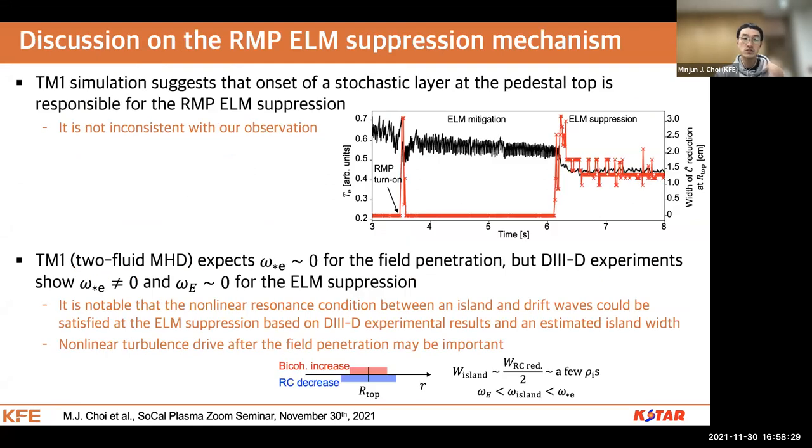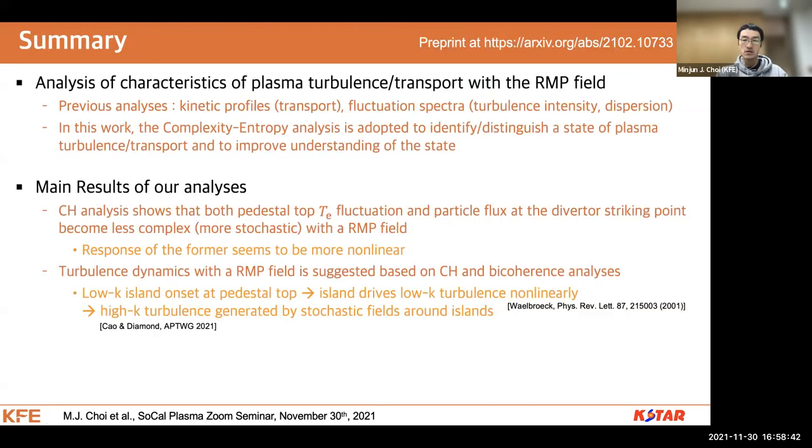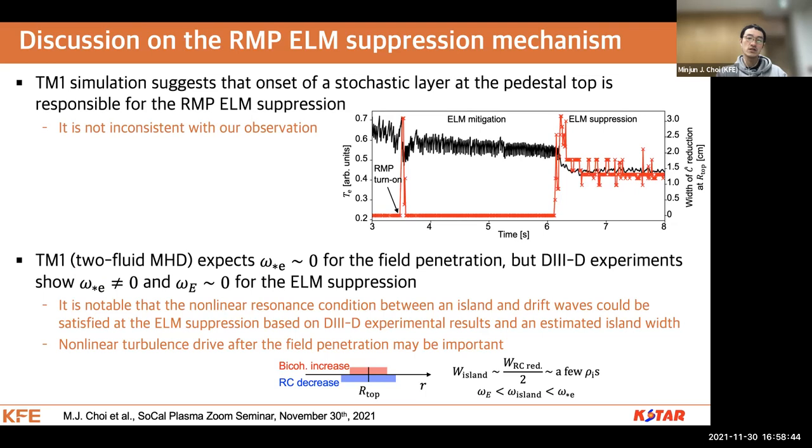And I prepared some discussion on the RMP ELM suppression mechanisms. For example, the TM1 simulation, I omitted the reference here. The recent TM1 simulation suggests that the onset of a stochastic layer at the pedestal top is responsible for the RMP ELM suppression. And our results show that it is not inconsistent with this simulation.